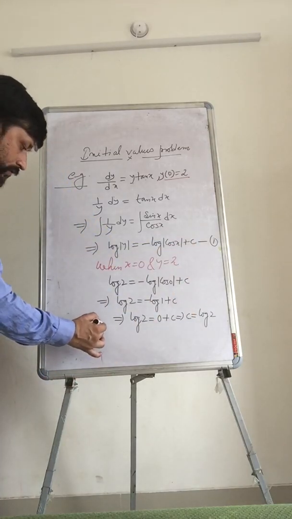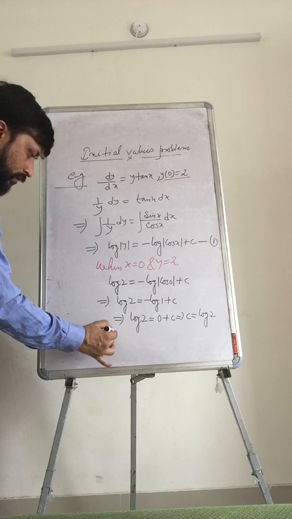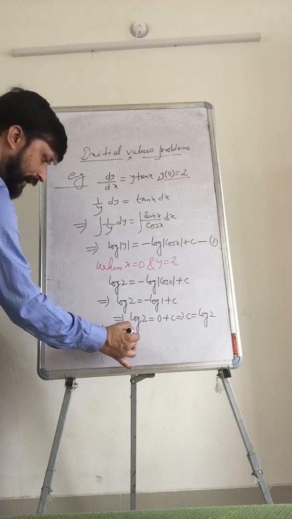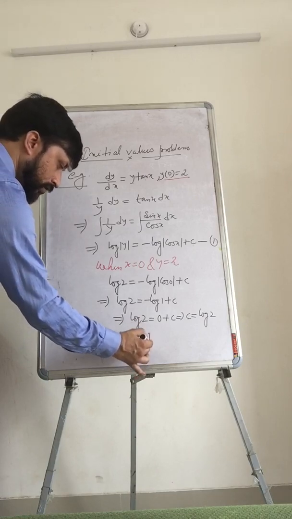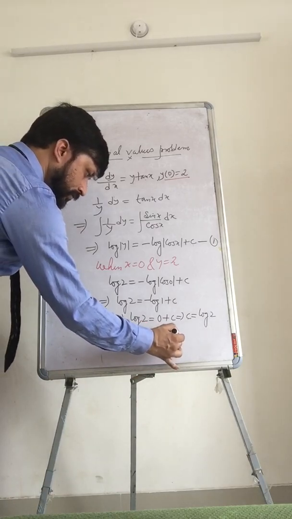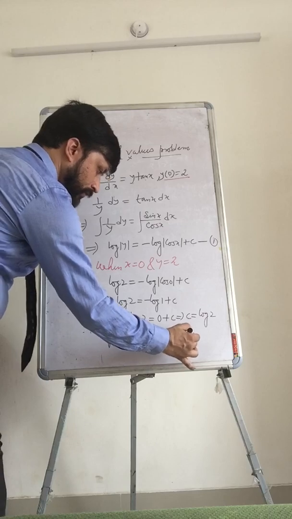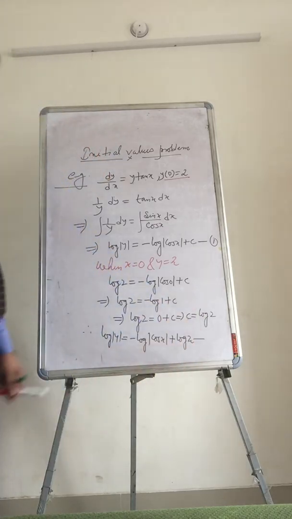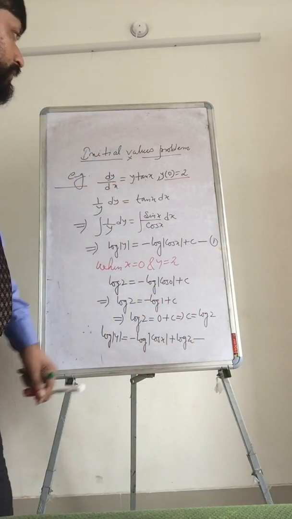Therefore, log y equal to minus log cos x plus log 2. So in this way we will solve initial value sums.